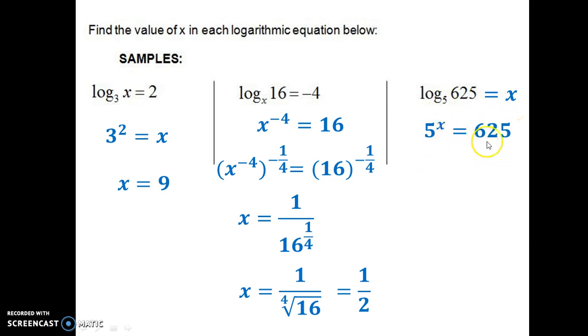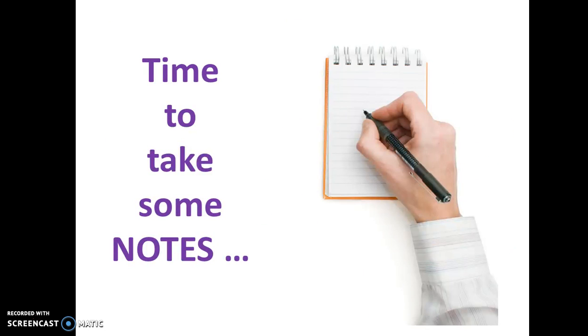5 to the x power equals 625. We know that this is a form of 5. 625 is actually 5 to the fourth power. Now we know, since these bases are the same, that the exponents must be equal, so x must be 4. Therefore, this original statement must be equal to 4, because all of that we said equals some value x, and now we found out what x is, so all of that equals 4.